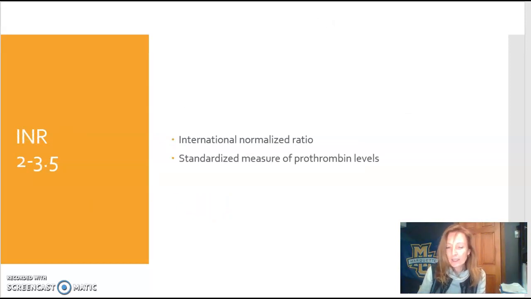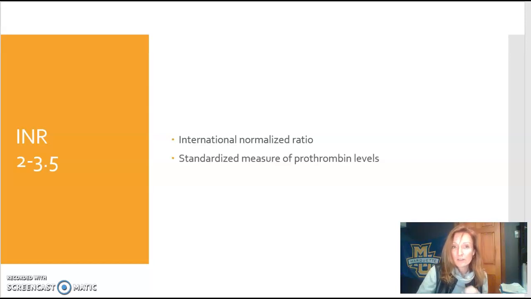And then next, because all labs are different, right? Whenever you are monitoring any labs, you're going to get what's called a reference range. All labs are different. All reference ranges are different. So we want to make sure that we are judging these patients in a standardized way. And the INR is the International Normalized Ratio. So you always want to be looking at this when you are looking at prothrombin levels or warfarin levels. You want to look at that INR even more than the PT because it's standardized.